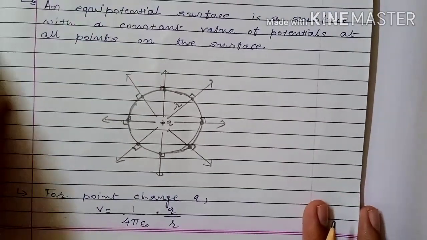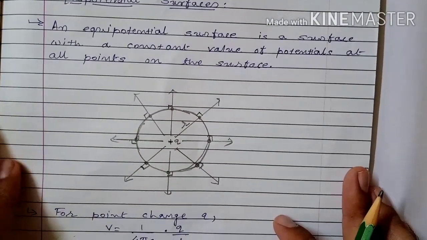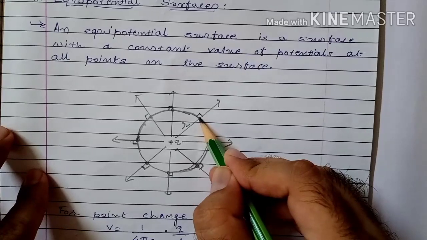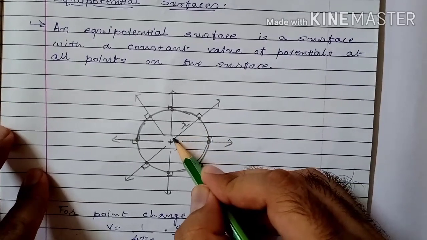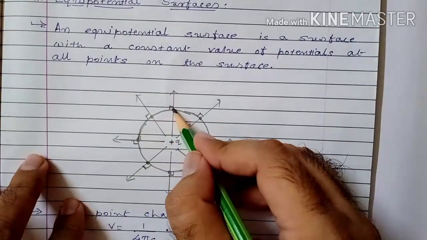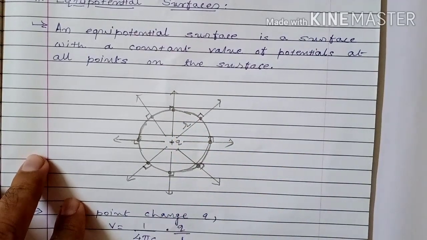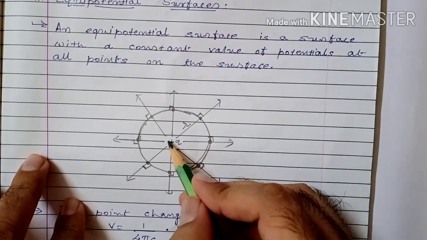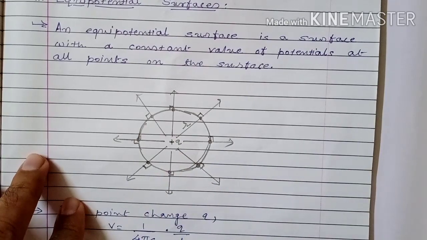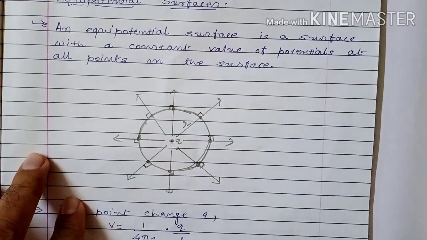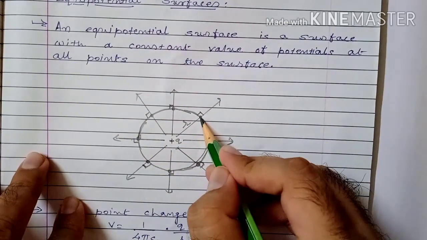As shown in the figure, if we consider this point at a distance r from this charge plus q, or this point at a distance r from this plus q charge, or this point which is at distance r from this charge, the potential will remain the same.